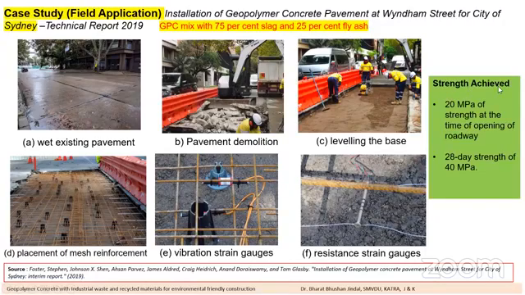Now, what strength have they achieved? They achieved 20 MPa of strength at the time of opening of the roadway, and the 28-day strength reached 40 MPa. That is quite high. This information we have taken from one of the studies, the installation of geopolymer concrete pavement at this street in Sydney. So the first case study was from India, and now this one is from Sydney.